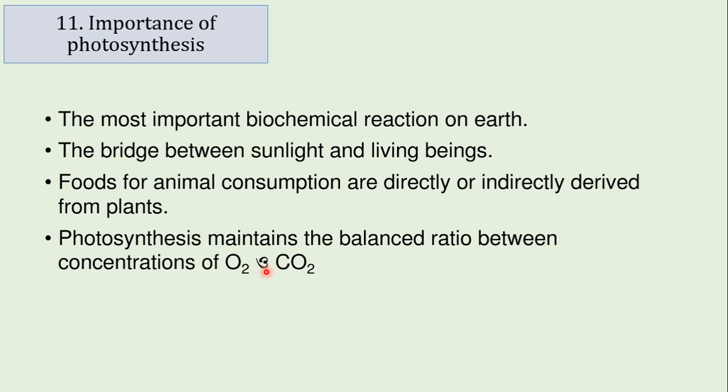But what is happening now after the post-industrial period, the post-industrial evolution? Burning of fossil fuel is increasing the amount of carbon dioxide, and burning or cutting down trees is decreasing the amount of oxygen. So photosynthesis is the main reaction, the only reaction that is keeping the balanced ratio between concentrations of oxygen and carbon dioxide.